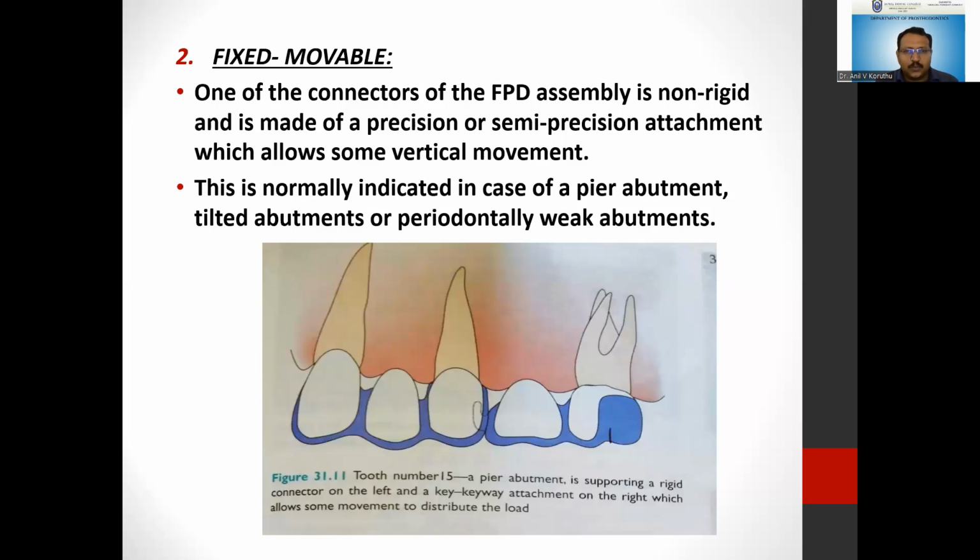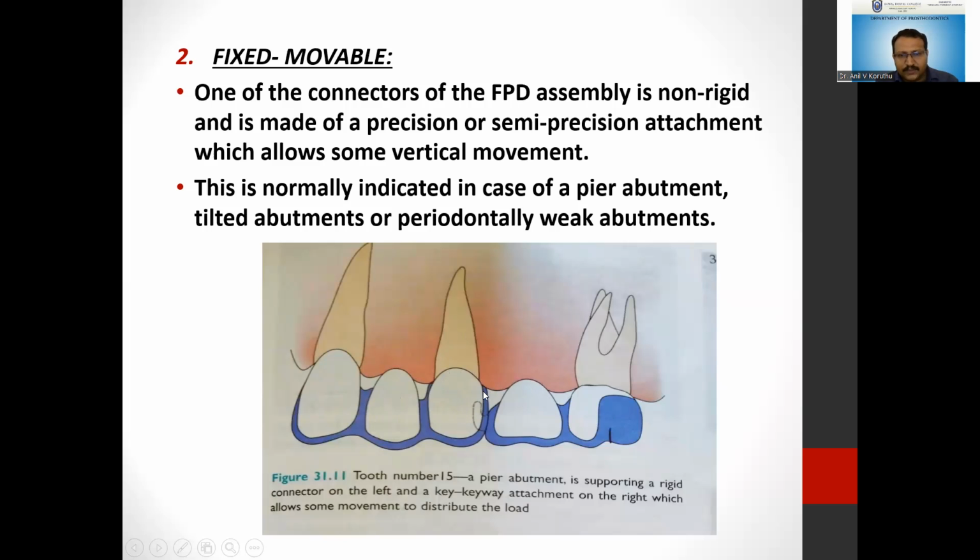And coming to fixed-movable, it is given in special conditions. Like you must have heard about a pier abutment. Pier abutment is the name we give to the tooth which is in the middle, having an edentulous space mesially and distally to the tooth. So when you give a fixed connector in such a condition, this pier abutment takes up the load and will act like a fulcrum point. So when it acts like a fulcrum point, it will act like a scissor.